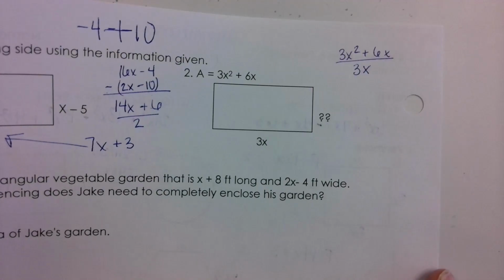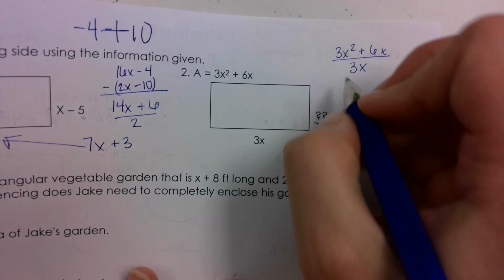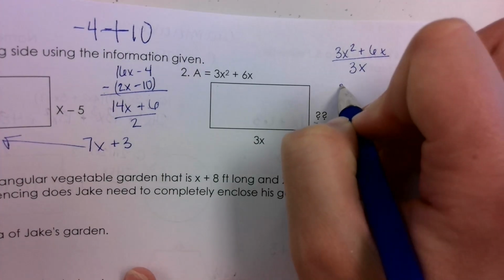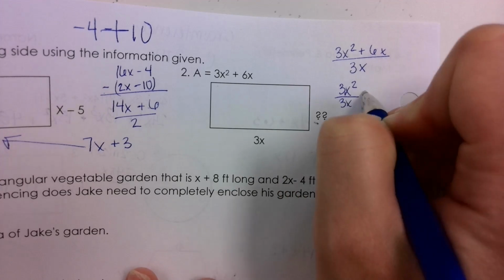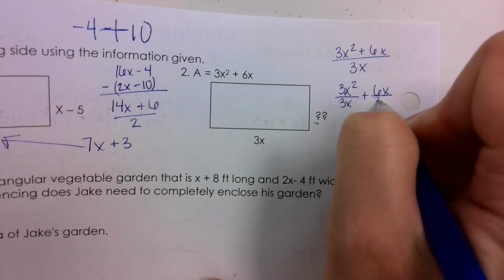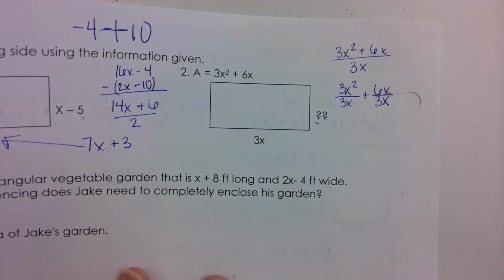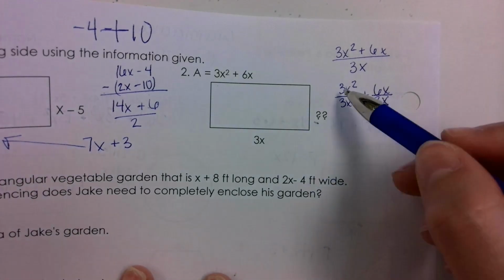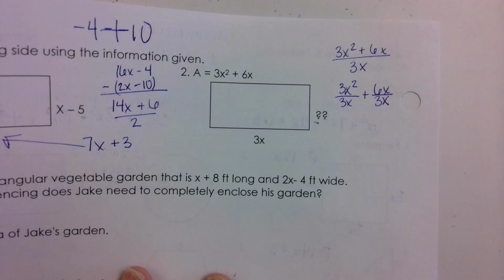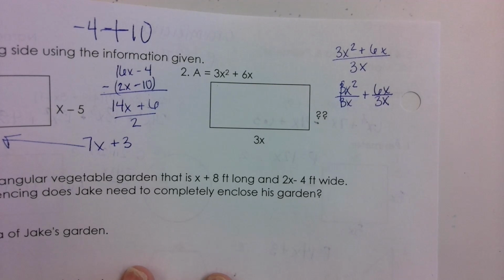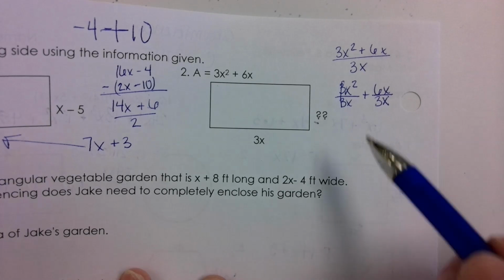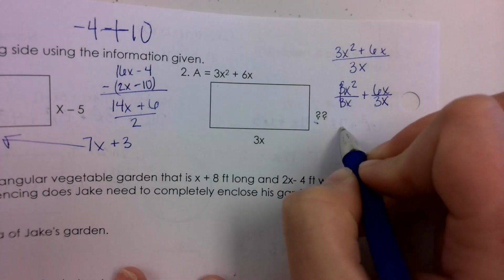So I'm going to break this up into two fractions. That's a little bit easier for us to look at. So that's the same thing as having 3x squared divided by 3x plus 6x divided by 3x. So what is 3 divided by 3? 1 cancels, right? And what is x squared divided by x? Just x, right? Y'all remember when we're dividing like bases, you subtract your exponents. So 2 minus 1 is just going to give us 1, so that's going to be x.